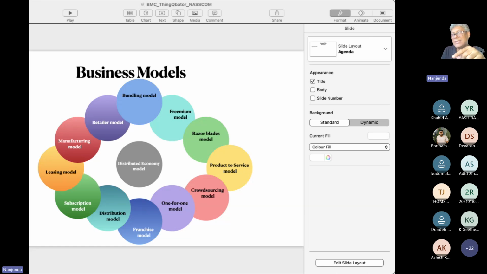The razor blade model is a classic business model. I wish one of you could have come up with an example from your own observation. Anybody want to give it a try? In fact, we even talked about some of these things earlier, I think, when I was answering Shahid's question.